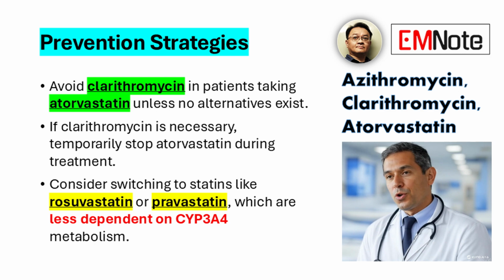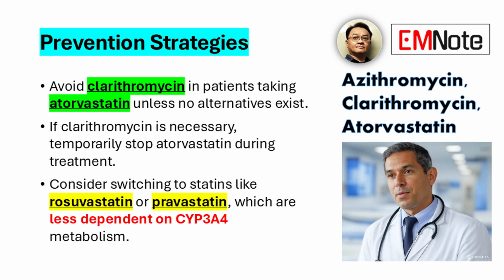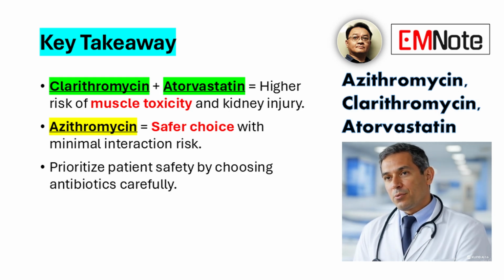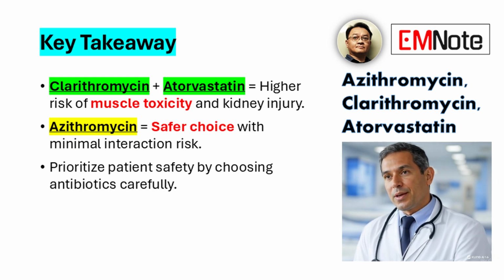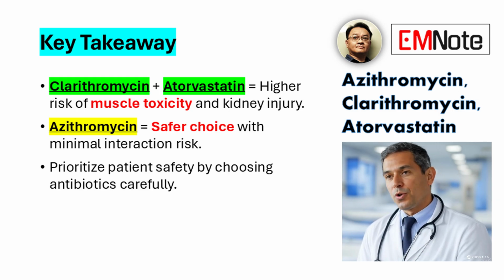For patients at higher risk of infections requiring macrolides, consider switching to statins like rosuvastatin or pravastatin, which are less dependent on the enzyme. In conclusion, using clarithromycin with atorvastatin can cause dangerous increases in statin levels, leading to serious muscle and kidney issues. Azithromycin carries a much lower risk of interaction and is the preferred choice in these cases.